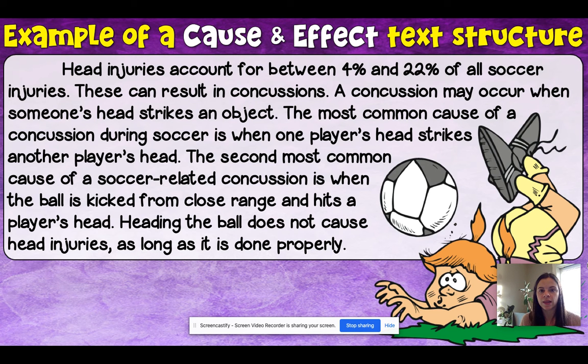So, like we did last time, I'm going to read the first sentence, and then you are going to pause the video and finish reading it. We're thinking about how and why this text is considered cause and effect. Let's read the first sentence together. Head injuries account for between 4% and 22% of all soccer injuries. Read the rest on your own. Pause it now.